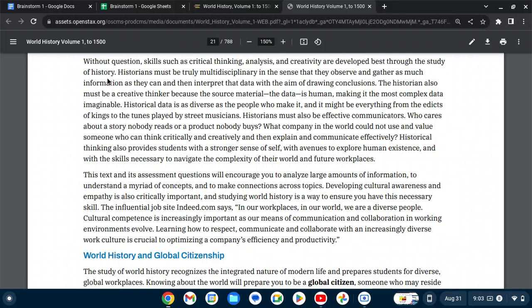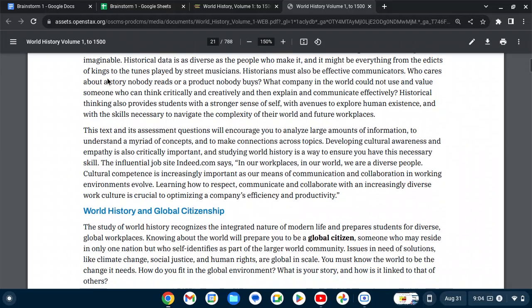Historians must also be effective communicators. Who cares about a story nobody reads or a product nobody buys? What company in the world could not use and value someone who can think critically and creatively and then explain and communicate effectively? Historical thinking also provides students with a stronger sense of self, with avenues to explore human existence, and with the skills necessary to navigate the complexity of their world and future workplaces.